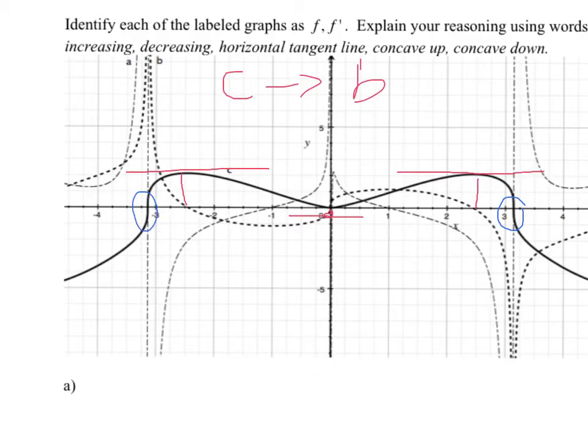Graph B has a vertical asymptote. So when C goes vertical, in other words, C has an undefined slope, graph B has a vertical asymptote because it's undefined there. That's pretty cool.